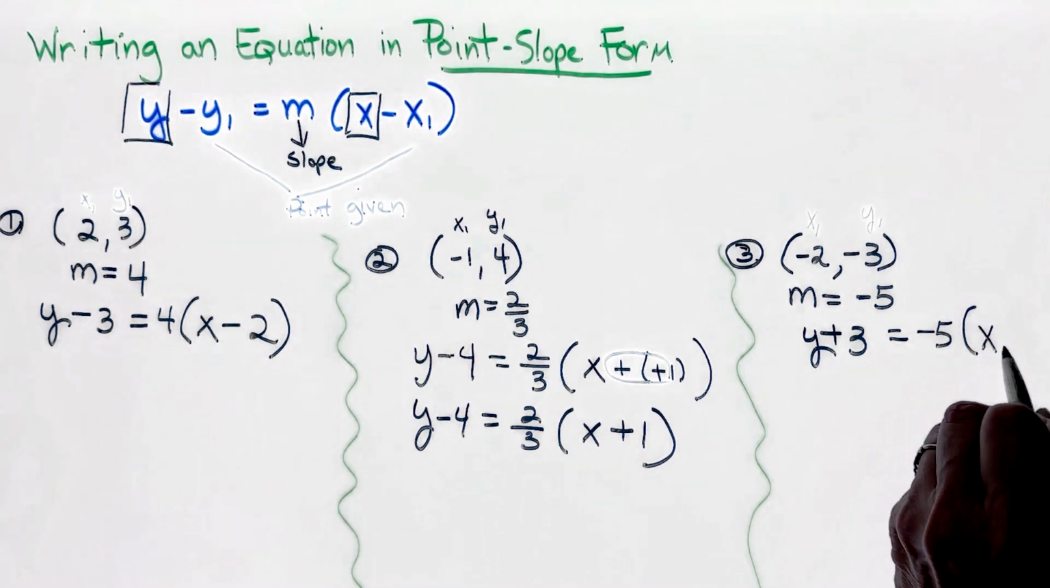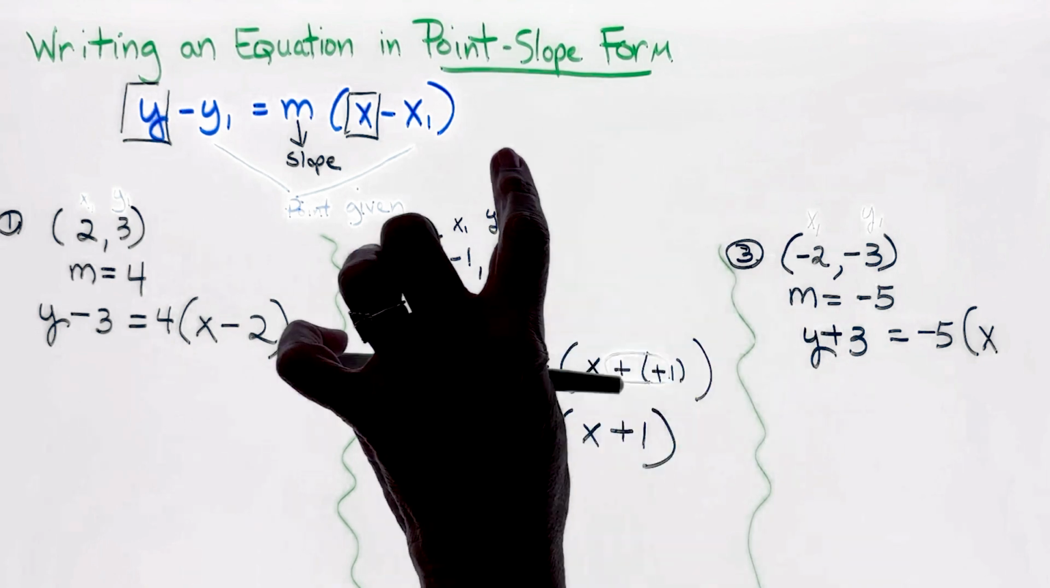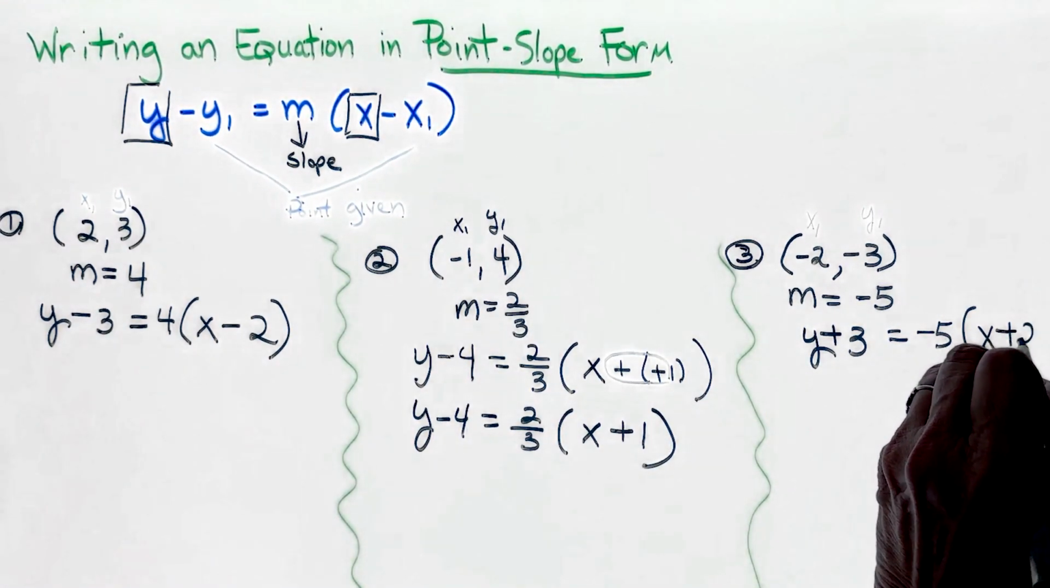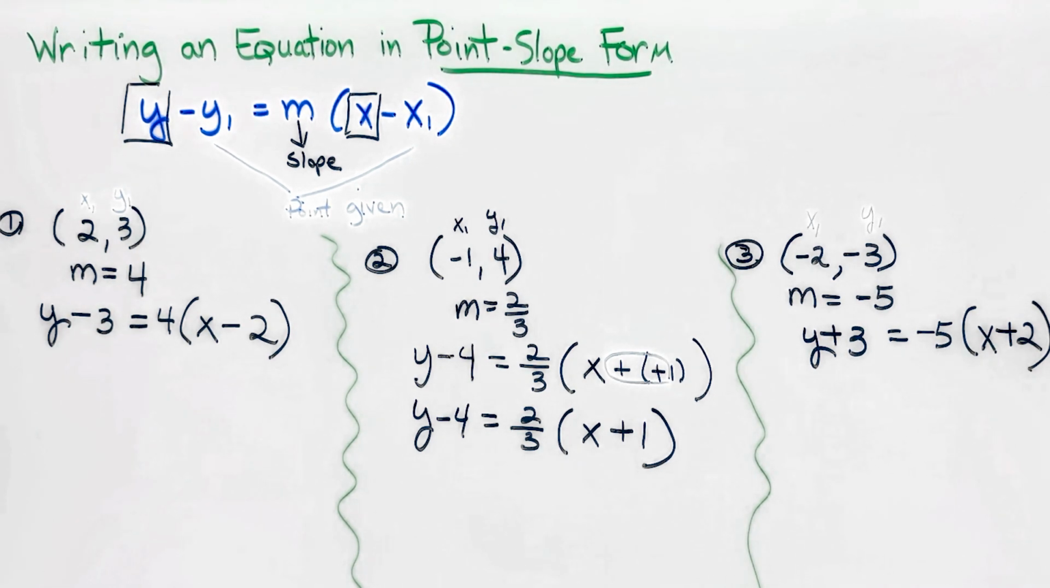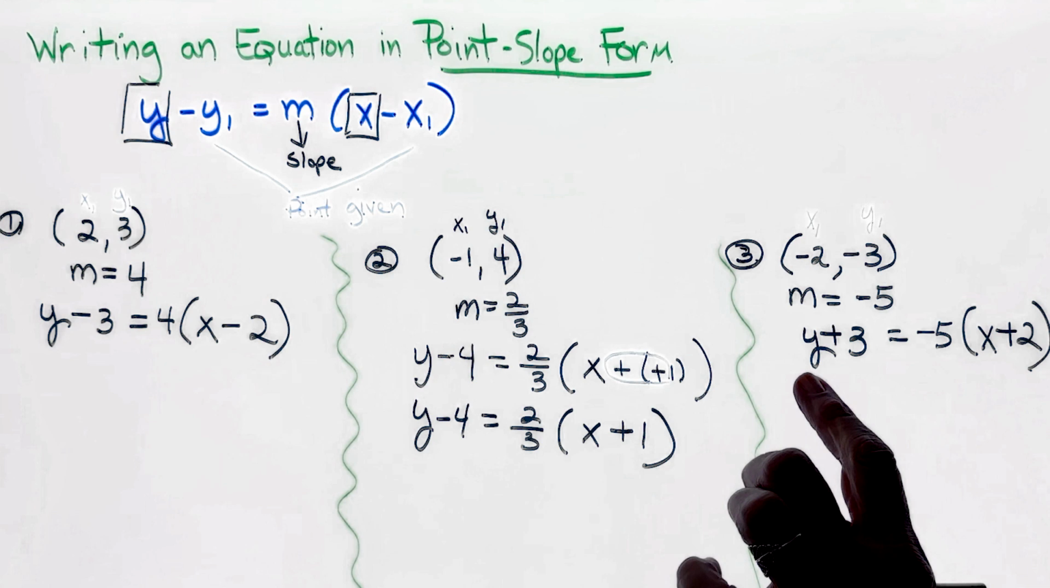We always have our x there. Again, since the x is negative, we are not going to put a minus sign. We're going to put a plus 2. So the equation in point-slope form is written just like that.